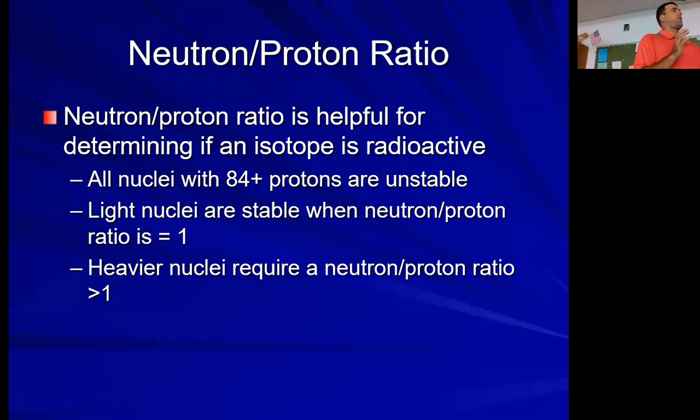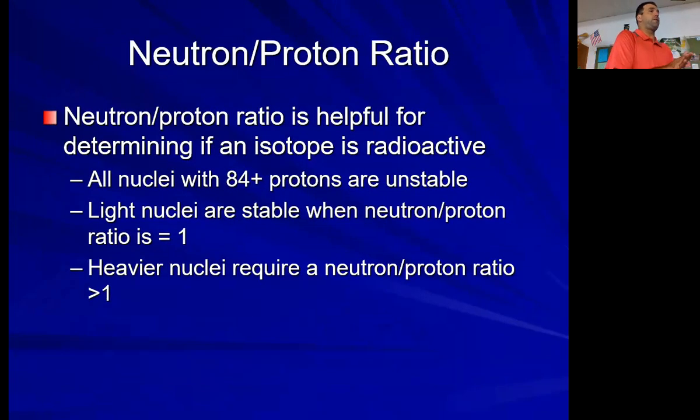First off, everything above element 84 is unstable. That means they are radioactive, okay? Anything above 84 on the periodic table, by atomic number, is radioactive. You kind of know that: the actinides are all radioactive, and that's 89. That's a property of them. So 84 and above, all radioactive, and those are the ones we're going to deal with most.